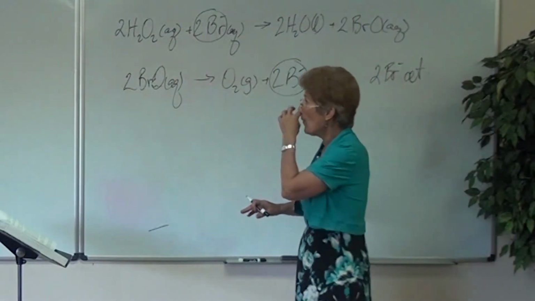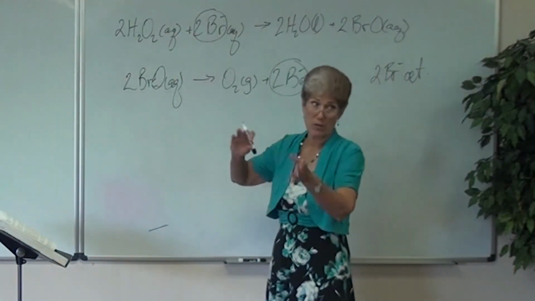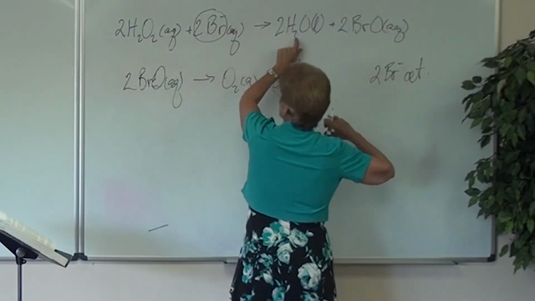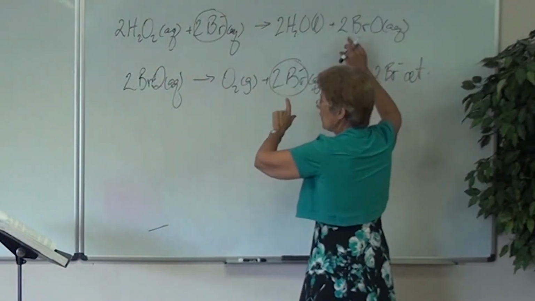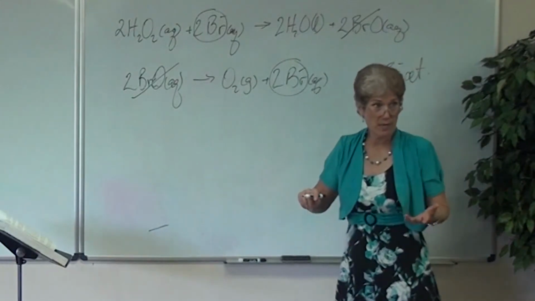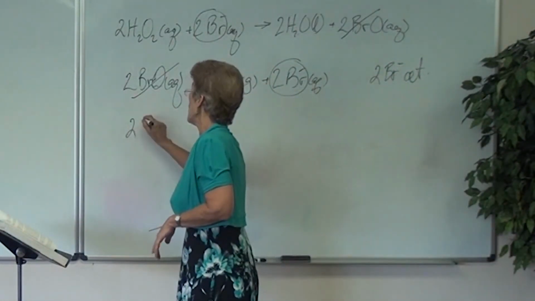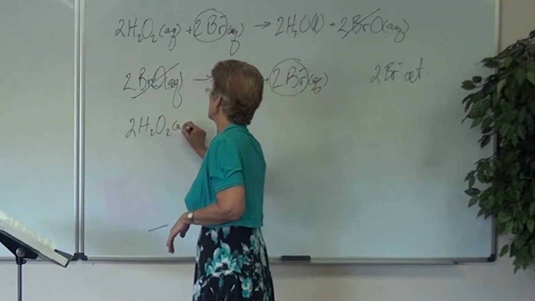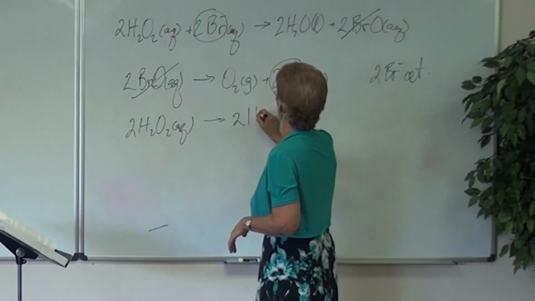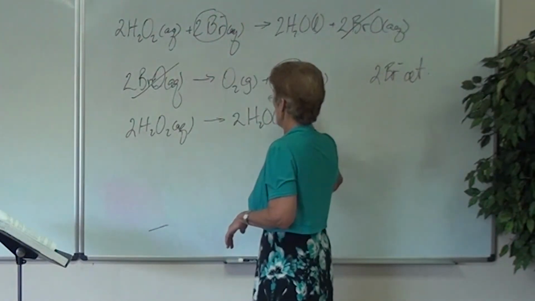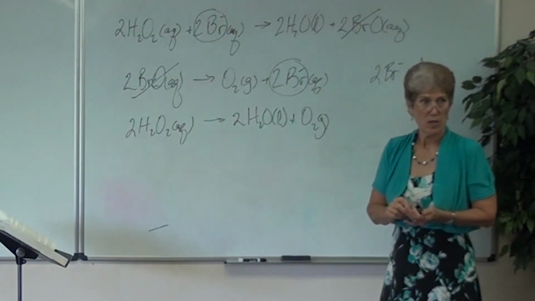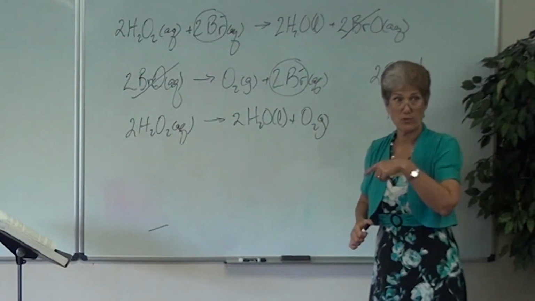Now we're looking at who's going in that's also being pulled out or going out that's also being pulled in. Here's water. Nope, that stays. This guy, there you go. He's coming out and he's going in, isn't he? Right? Coming out and going in. So we've got 2 H2O2 aqueous yields 2 H2O plus O2 gas. Well, we know that equation, don't we? Yeah. But we just figured it out the way he told us to.